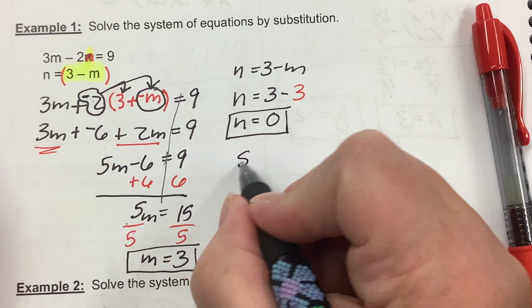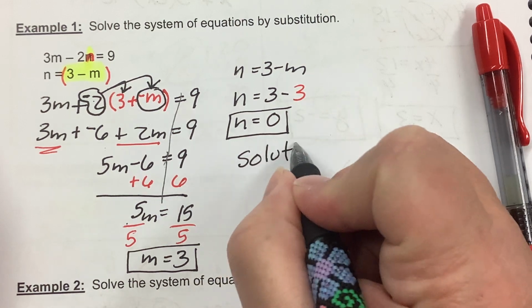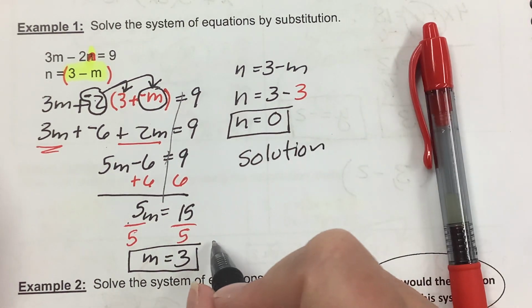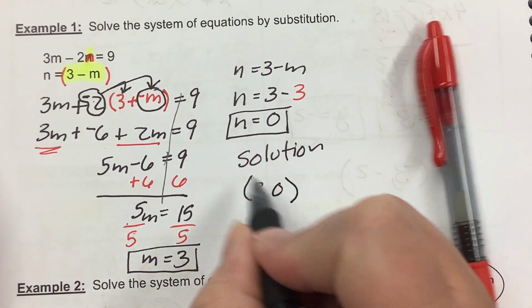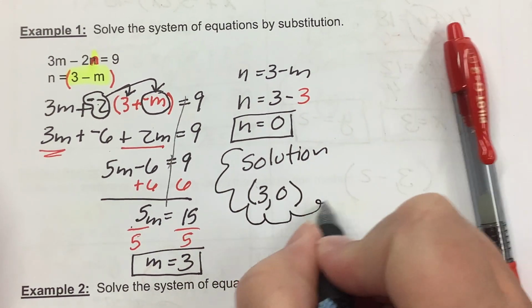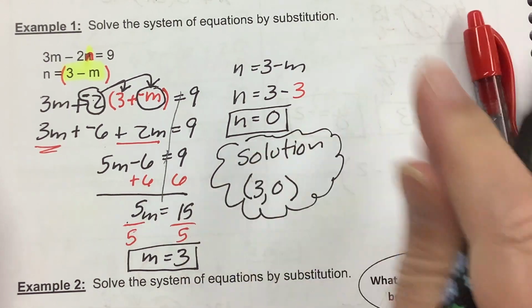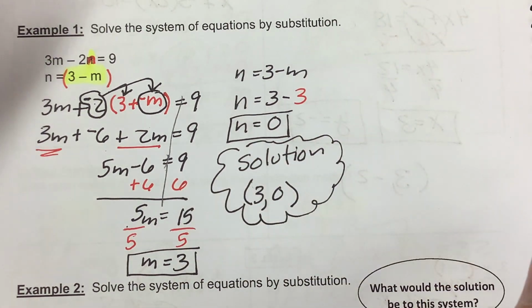My solution in alphabetical order, m, n, is 3, 0. Puffy cloud of happiness. And that problem is done. I don't even have to say how many solutions it has, but if they ask, it's one. All right, the next one.